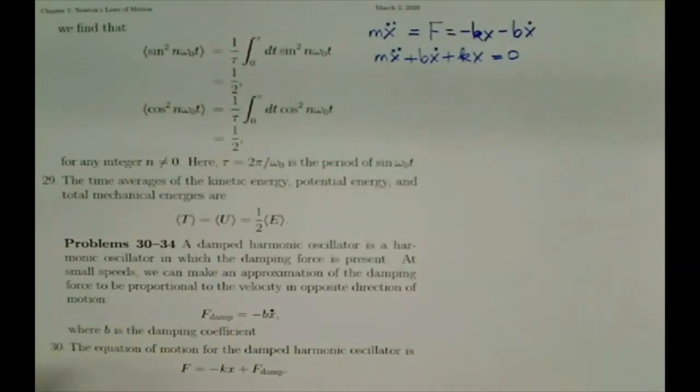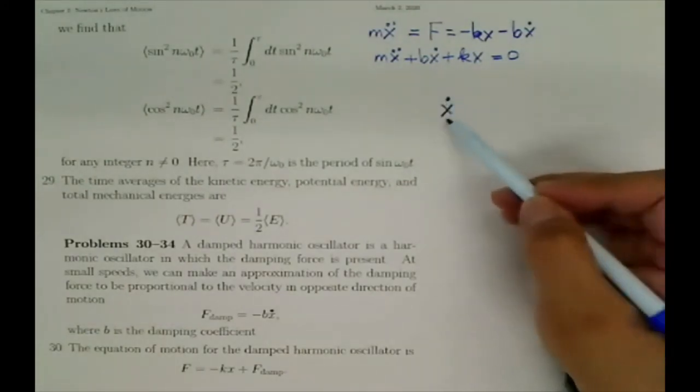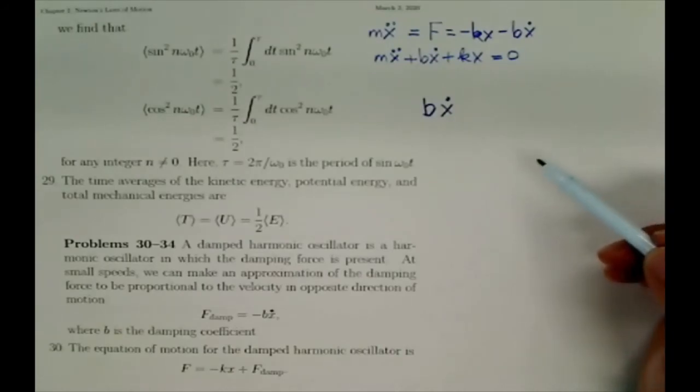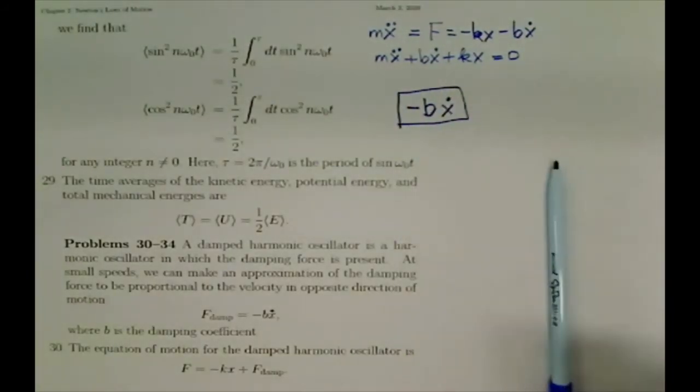Next, we consider the damped harmonic oscillator. A damped harmonic oscillator is a harmonic oscillator in which a damping force is present. The damping force is proportional to the velocity, and the strength is determined by this positive parameter B, and there is a negative sign on it so that the direction of the damping force is opposite to the motion.